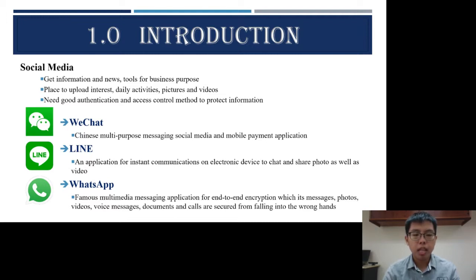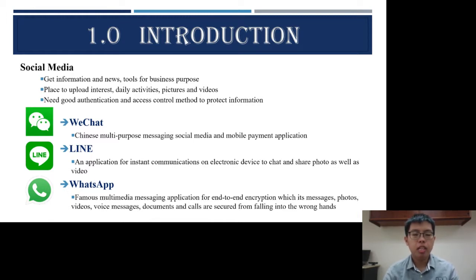So in this project, we are going to compare three types of social media, which are WeChat, Line, and WhatsApp. WeChat was released in 2011 in China, and it is a multi-purpose messaging social media, and we can also make mobile payments through WeChat. Next is Line. Line was also released in 2011, the same as WeChat, but it was released in Japan, and the main company is actually from Korea.